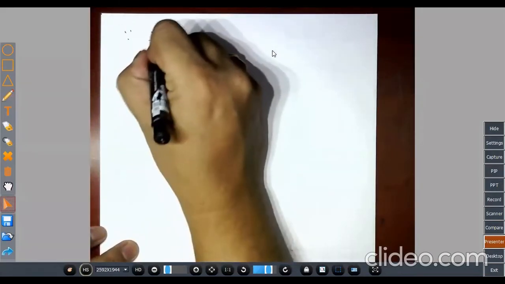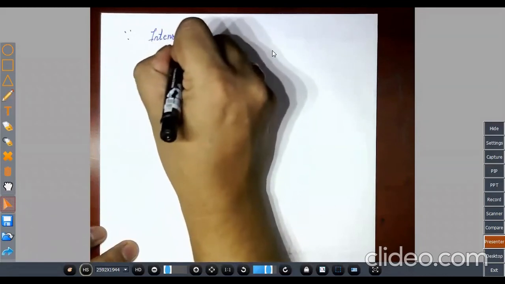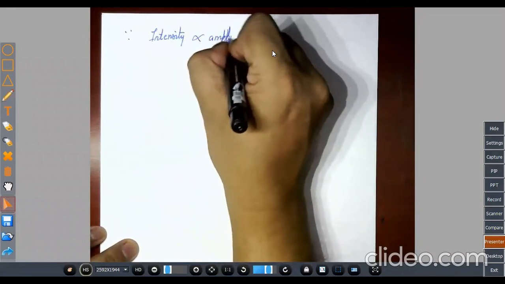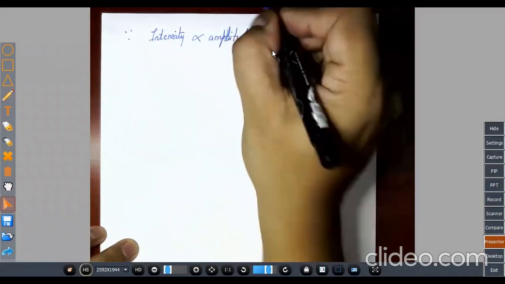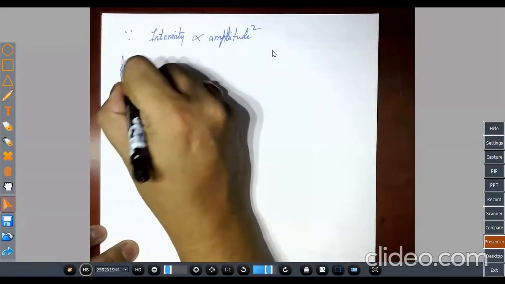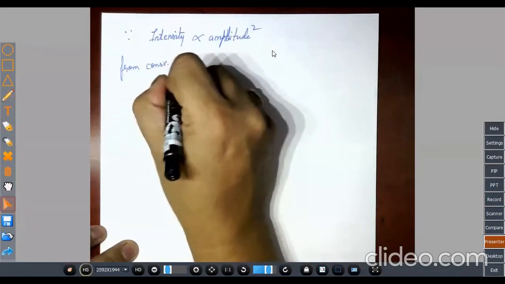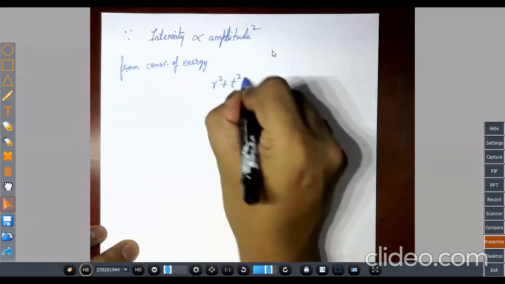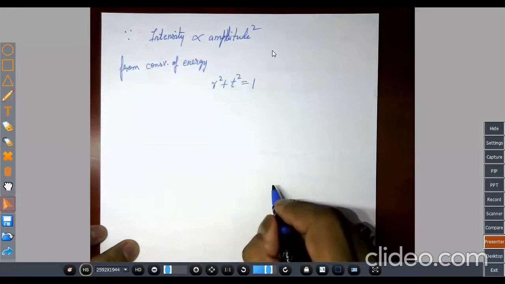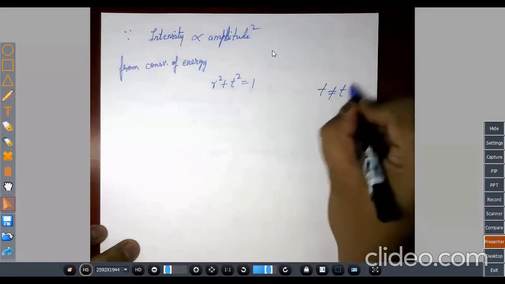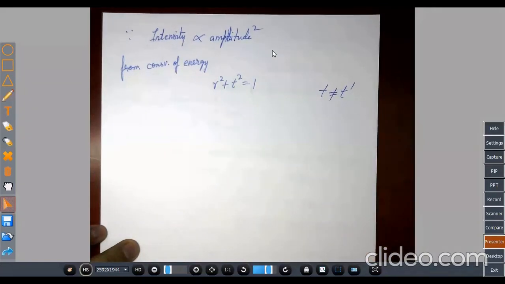Since we know that intensity is proportional to amplitude square, so from conservation of energy, r square plus t square is equal to 1. And in this case, t cannot be equal to t dash.